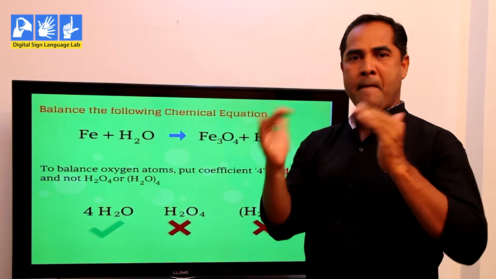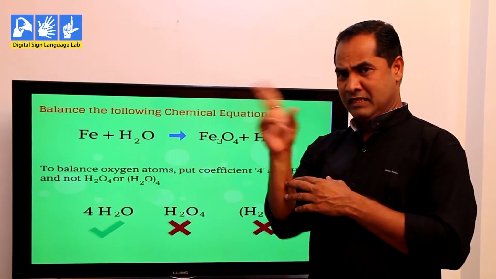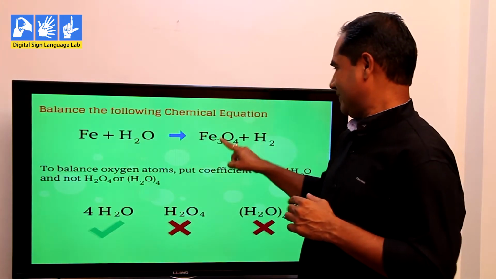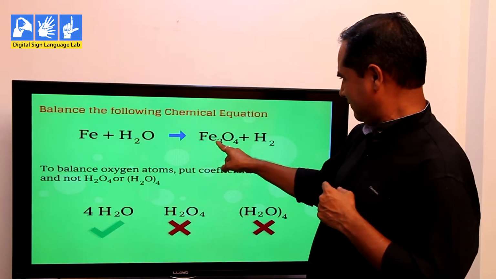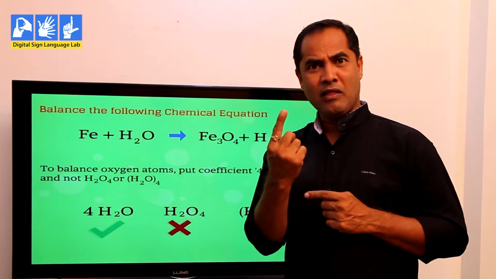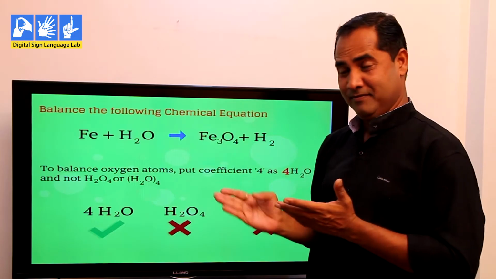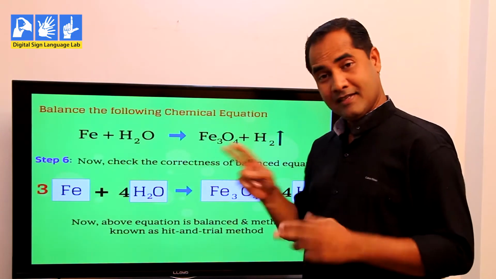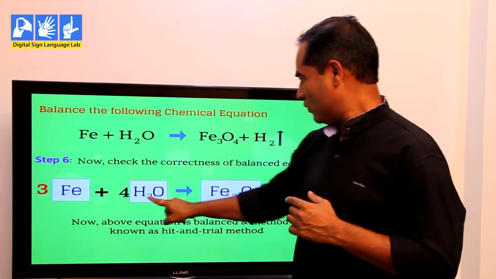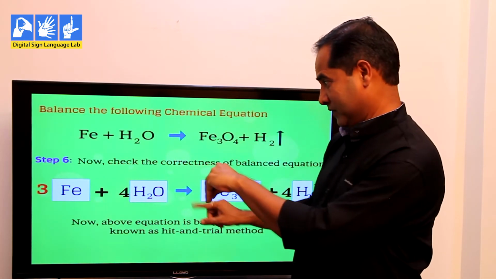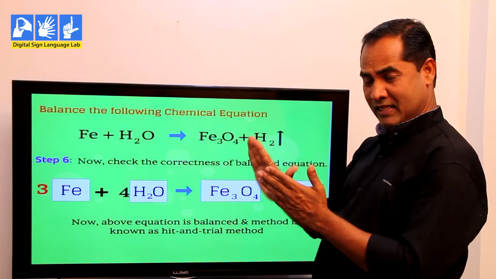So 4H2O would balance the oxygen. Now after oxygen is balanced, what is the second one? We have iron, which has 3 atoms on the right hand side, and on the left hand side we just have 1. So now we would balance iron, which is Fe. Oxygen was already balanced, O4. Both RHS and LHS are equal.